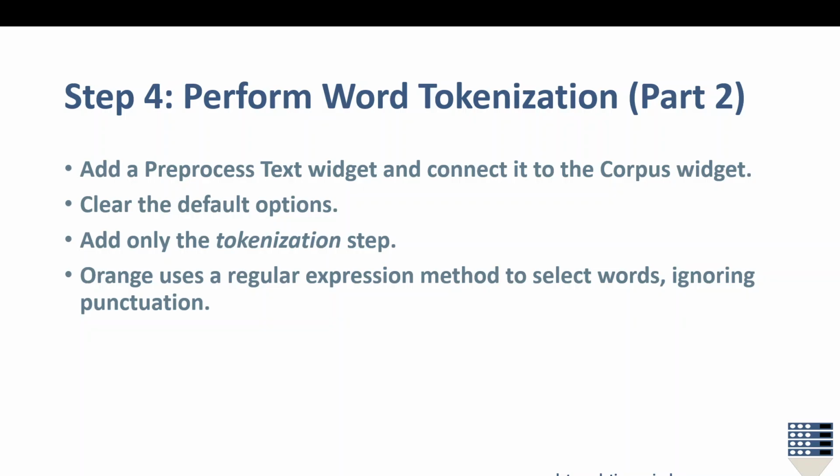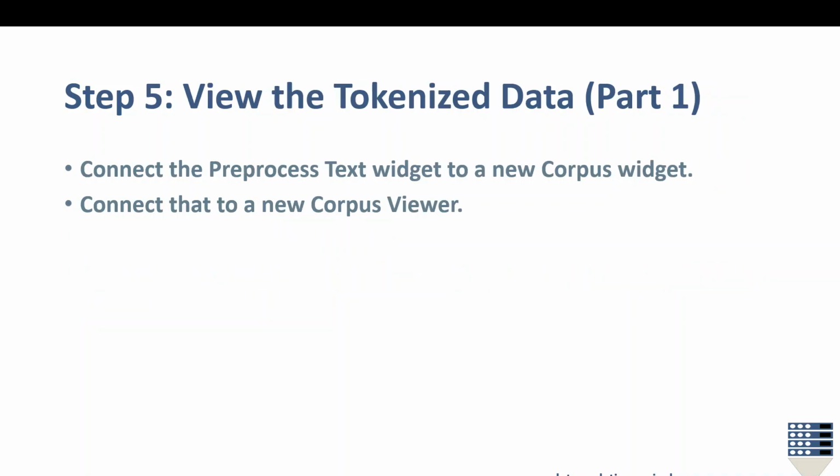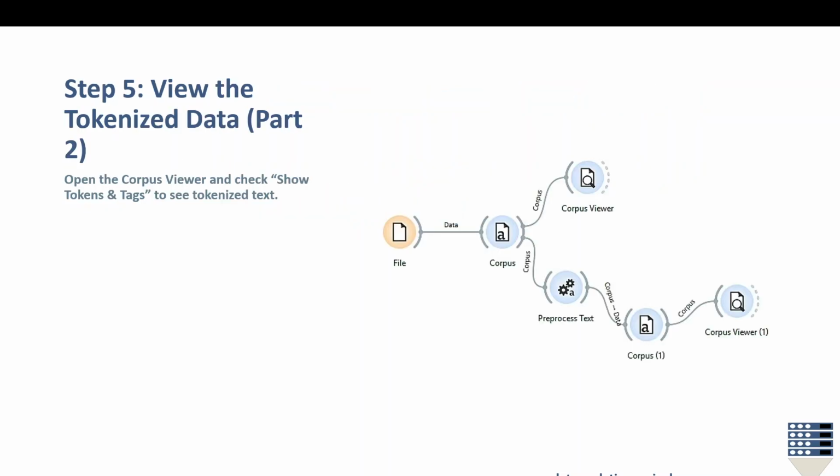Okay. So in order to do this, I'm going to add a preprocessed text widget, connect it to the corpus widget. I'm going to clear the default and use only the tokenization step to begin with. And then I'm going to connect another corpus widget and another corpus viewer. Okay. So it's going to look like this. I'm going to go in Orange and do this in a minute. So here's what I already have.